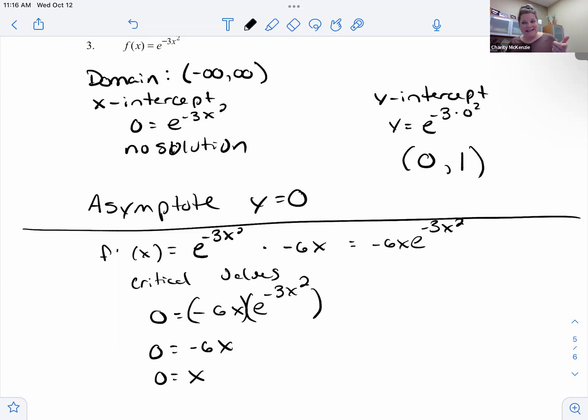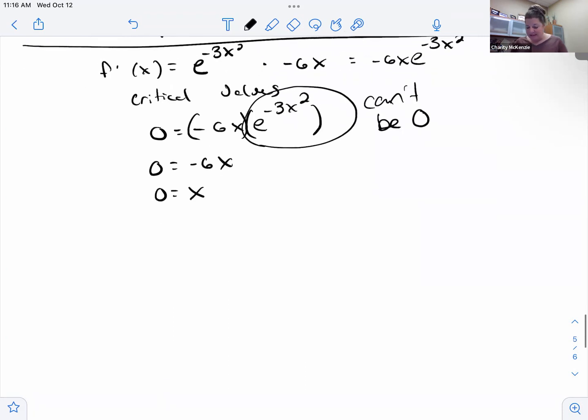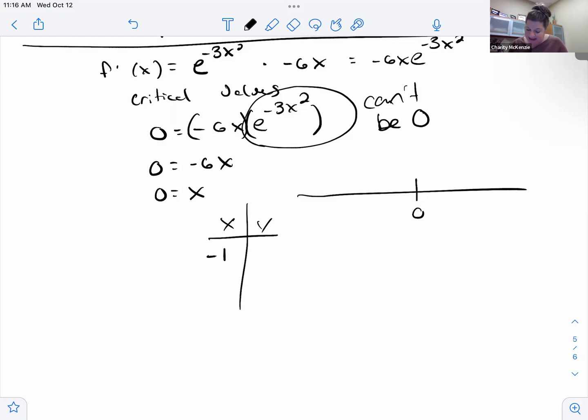So we can see that this term can't be 0, right? We keep seeing that over and over. So we have a critical value at 0. So we'll set up our sign chart here at 0. We're going to then take our little x and our y and put in a value below 0. Maybe we'll do negative 1.